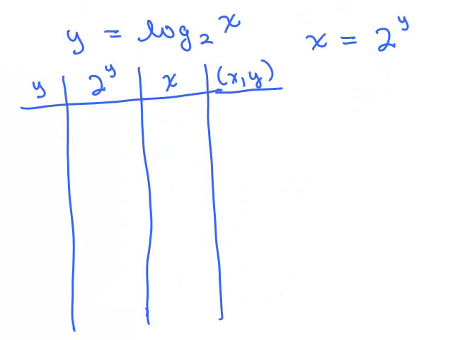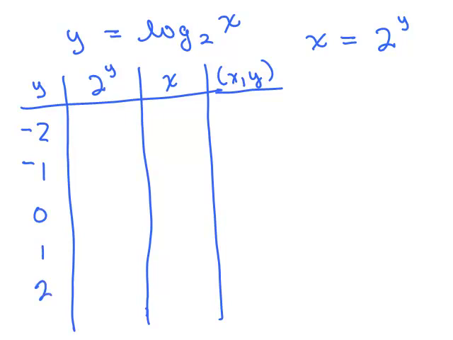Well, we could make a table of ordered pairs. But it would make sense to put in something for y. It'd be easier to put a number in for the exponent, and then we'll be able to do 2 to that exponent and figure out what x is. So we're going to put in numbers for y first, and the exponent can be any number. So let's put in, let's say, -2, -1, 0, 1, and 2.